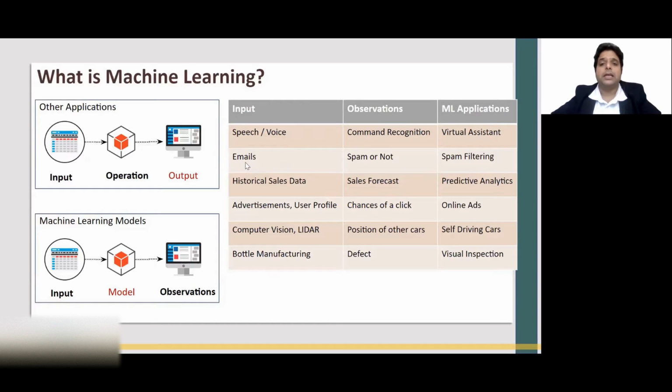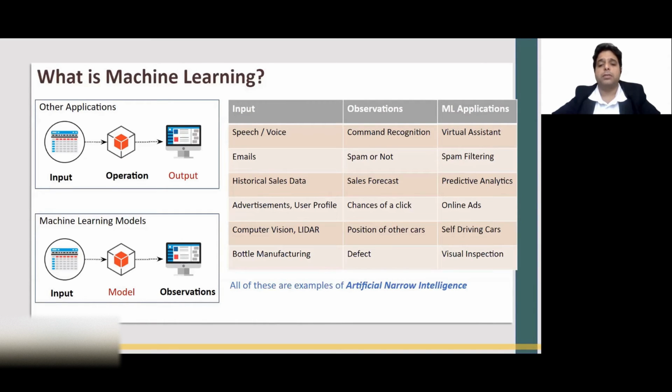If you provide a labeled set of data like emails and tell the computer program this email is spam and this email is not spam, it's going to automatically develop an application or a model for spam filtering. Similarly, if you provide historical sales data and the historical sales forecast data, it's going to help you create an application for predicting the sales forecast for the future. There are a lot of applications for machine learning. All it needs is input and observation.